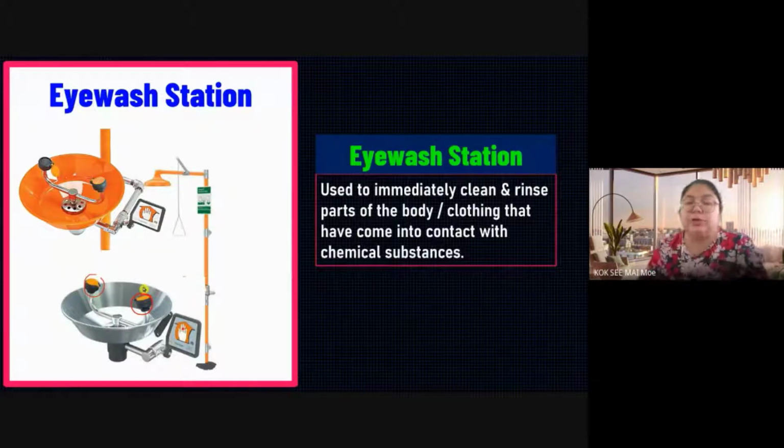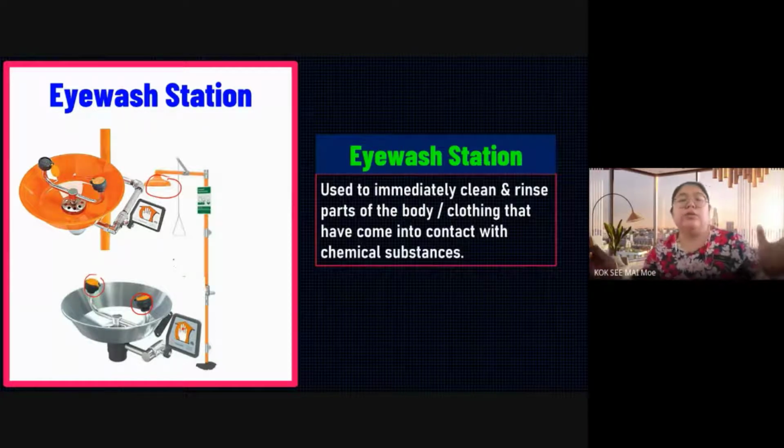After that, you wash. Okay, so important, this one is to immediately clean and also rinse the part of the body and clothing that has come into contact with the chemical substance. Okay, so this one is more focused. For example, for your face, it goes straight to wash your face. Okay, this one, the big one, is the shower for the whole body. Okay, so you need to know the name. Okay, if it is the eye wash station, then what is the function?